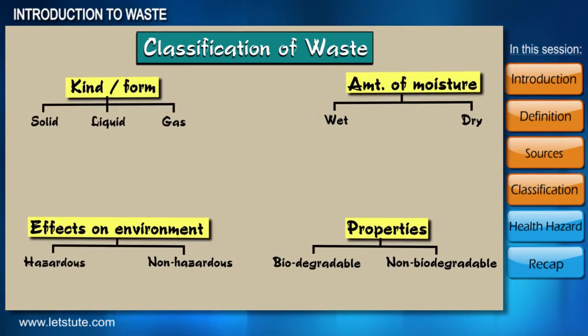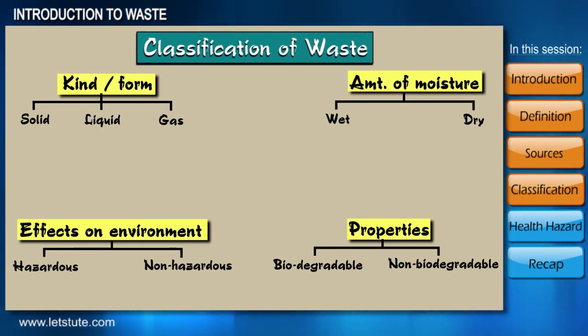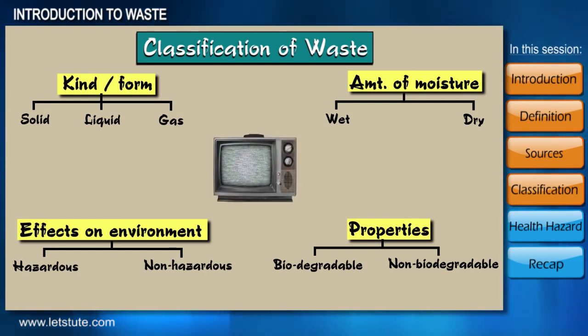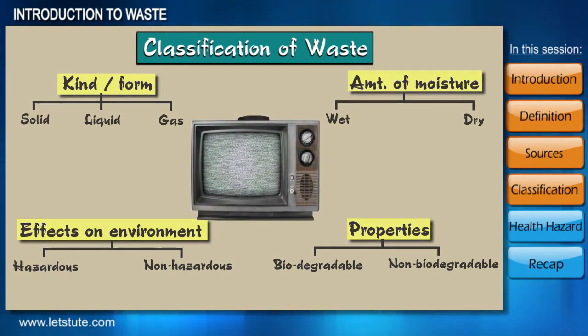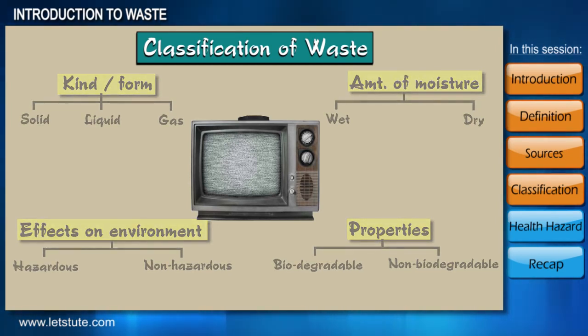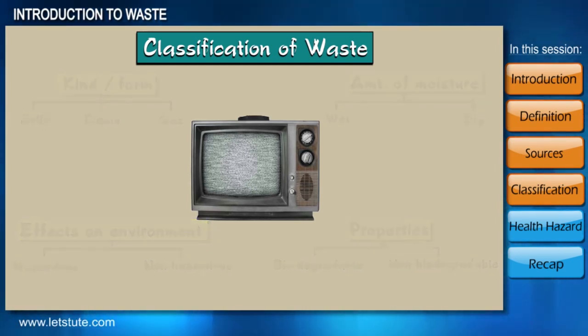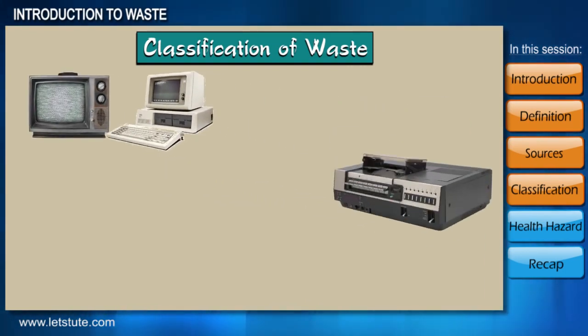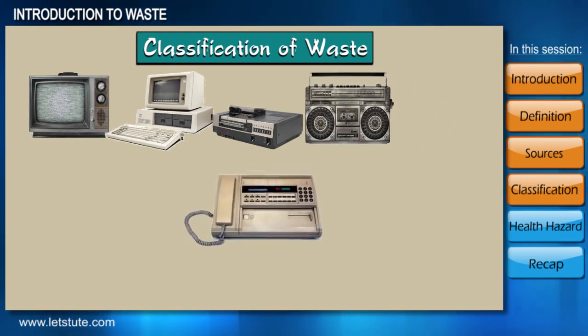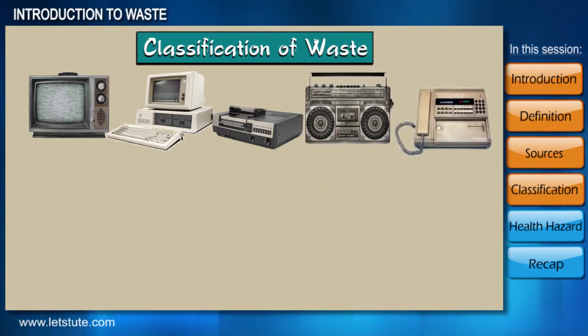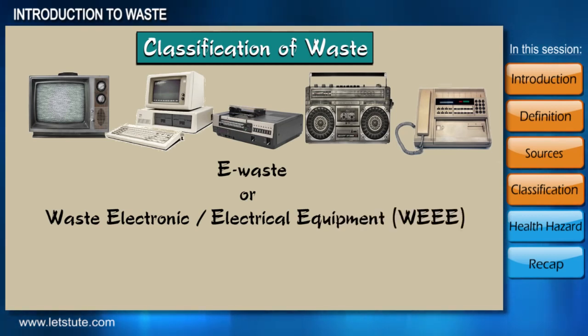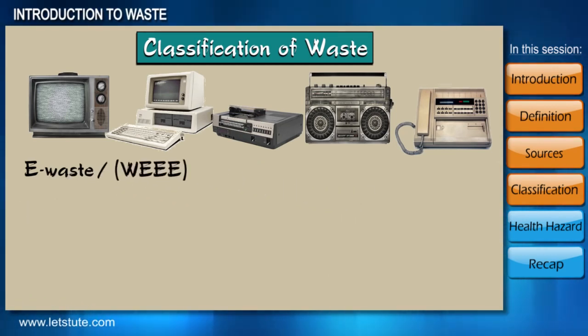So friends, here we saw the various ways by which we can classify the waste. But wait a second, in which category of waste will this old television set fall under? Old television sets and similar products like computers, VCRs, stereos, fax machines, etc. fall under a special category of waste called e-waste, or waste electronic or electrical equipment. It is the name given for electronic products nearing the end of their useful lives.